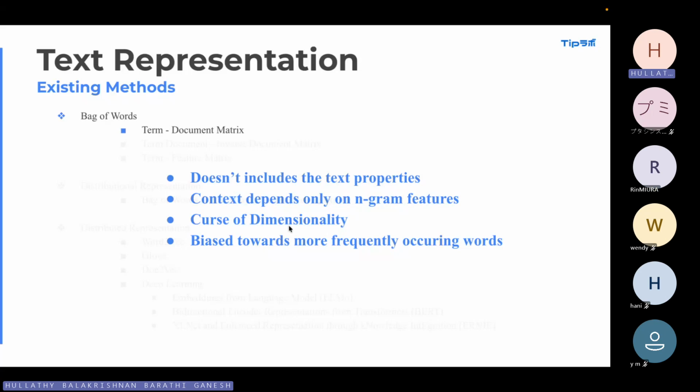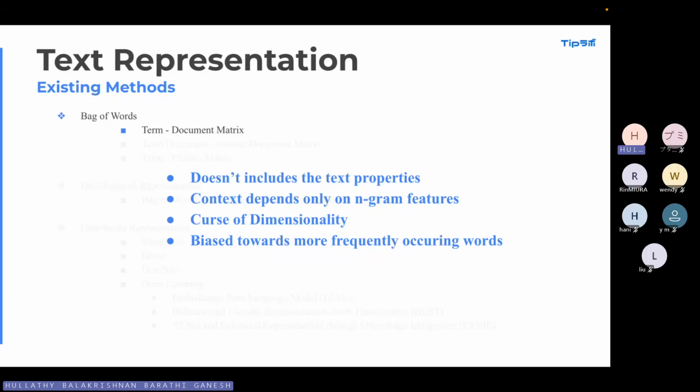Then the curse of dimensionality. As the number of documents increases, the dimension of the matrix will increase, so the computation becomes complex and costly. Then it has a bias towards the more frequently occurring words, which are basically stop words. To avoid this, further methods evolved.